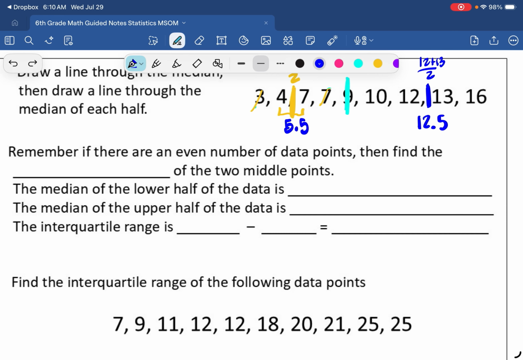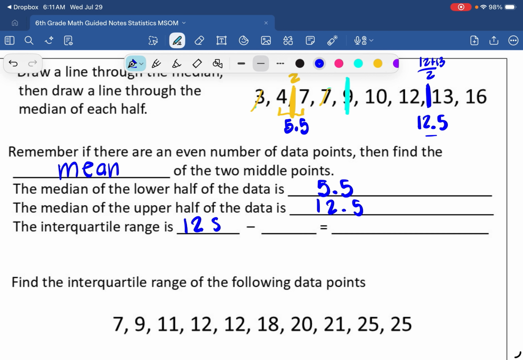It says, remember, if there are an even number of data points, you're going to find the mean of those 2 middle points. The median of the lower half of the data is 5.5. The median of the upper half of the data is 12.5. So to find the interquartile range, I'm going to find the difference between those 2 medians.